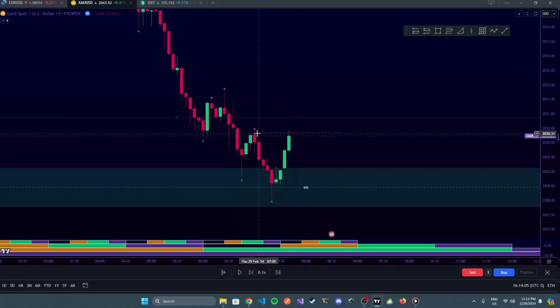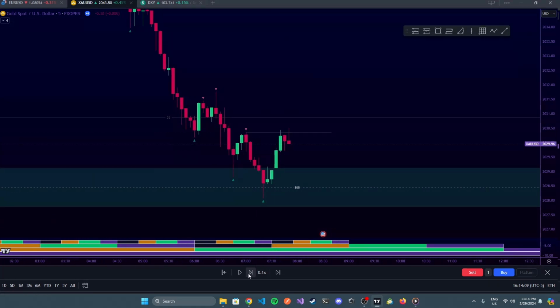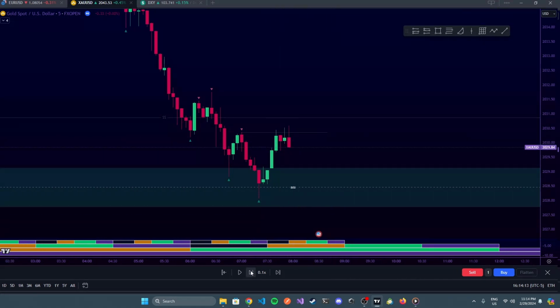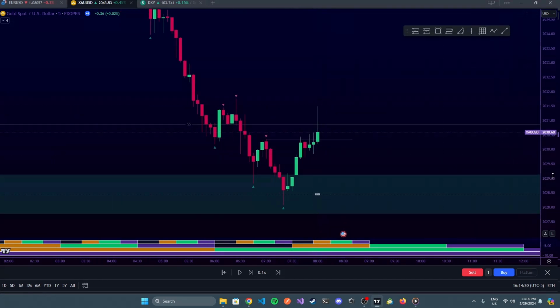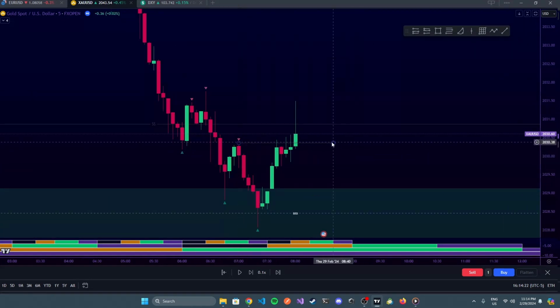So we broke this area now, but we didn't get a candle closure, so it's not yet a valid market structure shift. And so we try to sweep, but we didn't close, and we stepped a bit lower, and there we got a candle closure. Never mind the wick, we got a candle closure above the previous high.